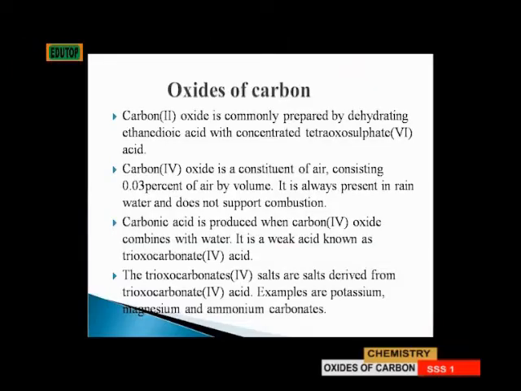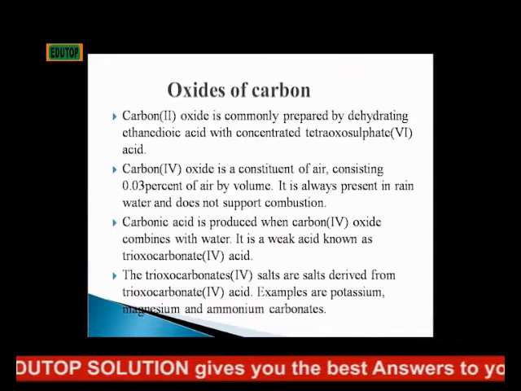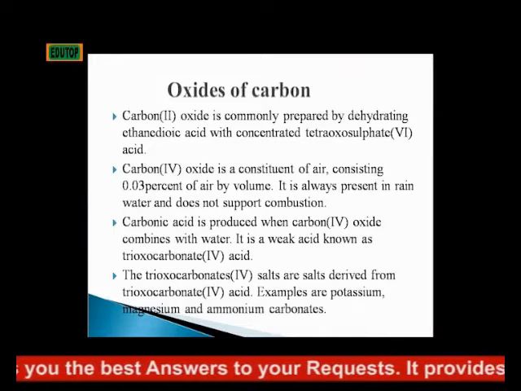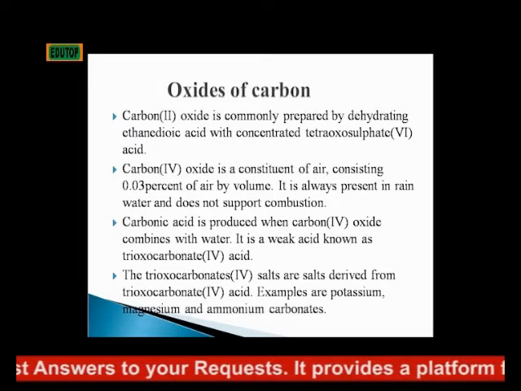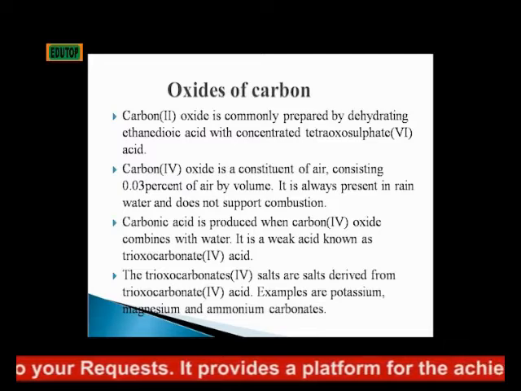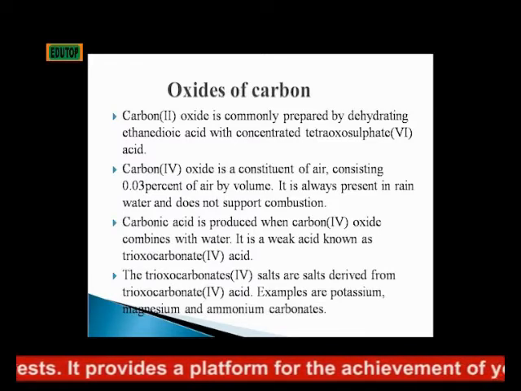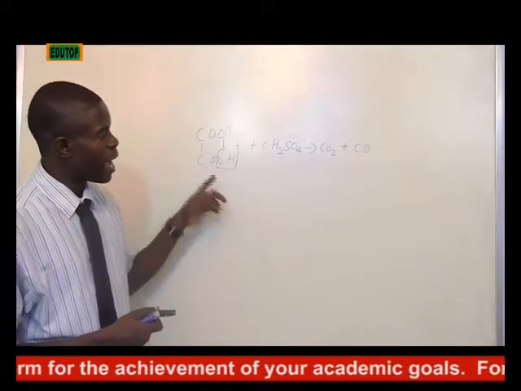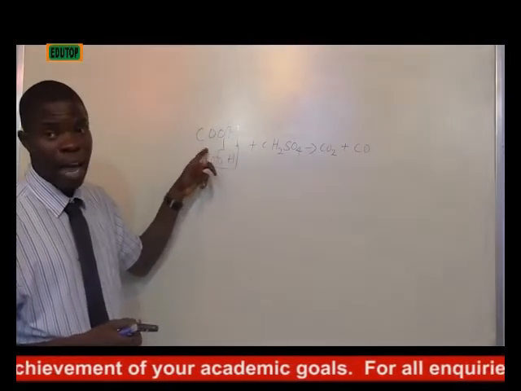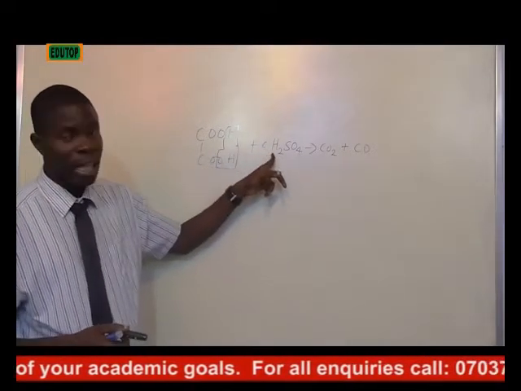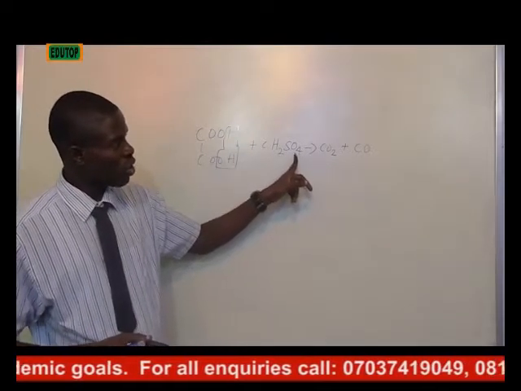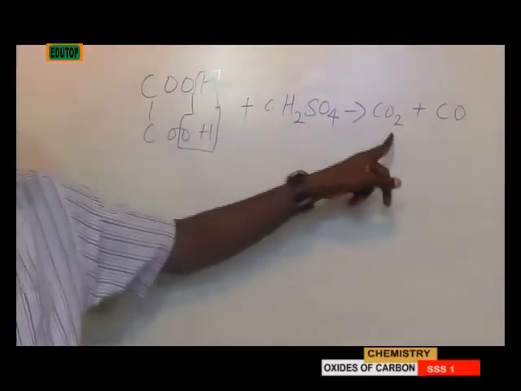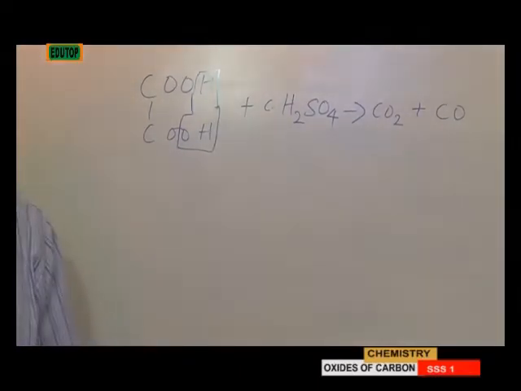Carbon 4 oxide is a constituent of air, consisting of 0.03% of air by volume. It is always present in rainwater and does not support combustion. And it can also be prepared by dehydrating ethane dioic acid with concentrated H2SO4. Such a process required to produce carbon 2 oxide can also be used to produce carbon 4 oxide.